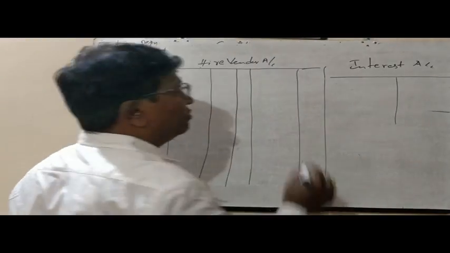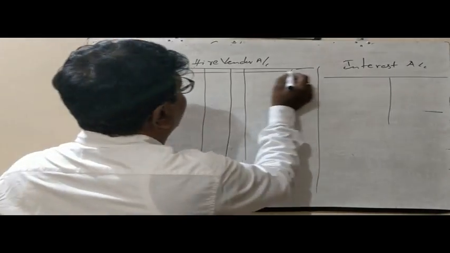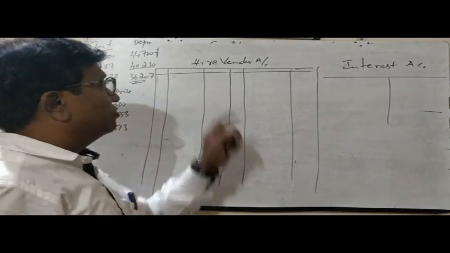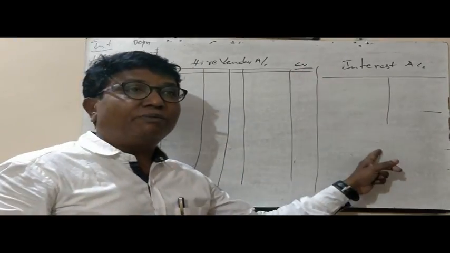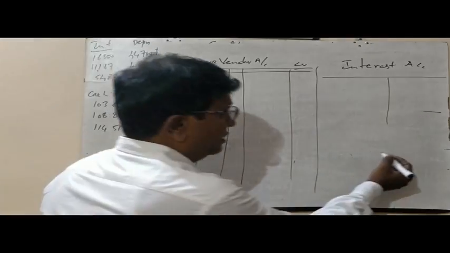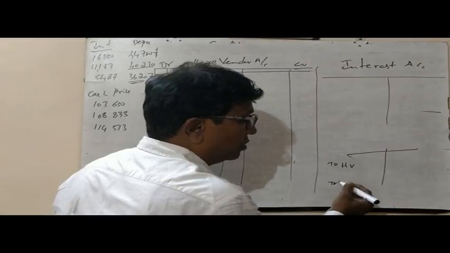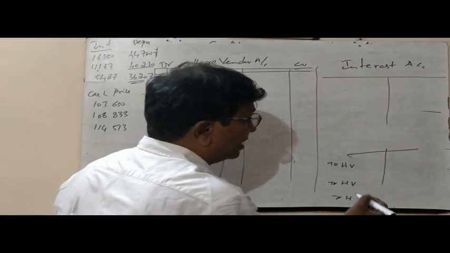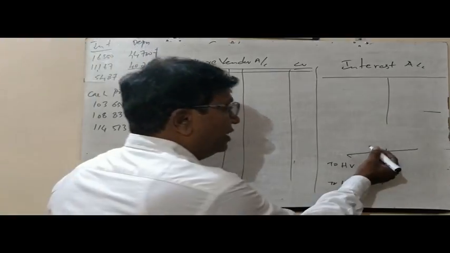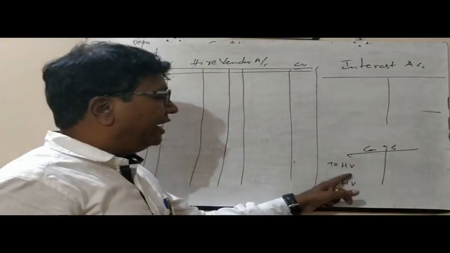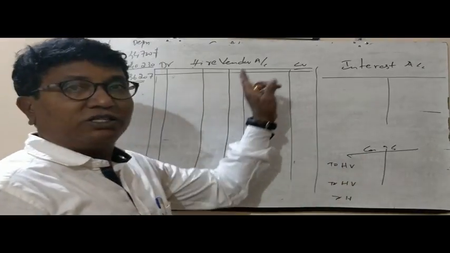For this I'll take only T-shape because it's a very simple account. When you are preparing a hire vendor account, we have seen machinery account when we have prepared, or a car account when we have prepared. When we have prepared a car account, we mentioned to hire vendor account at the end of the first year, second year, third year. That means in car account, hire vendor is debited. Now in hire vendor account, car account is to be credited.